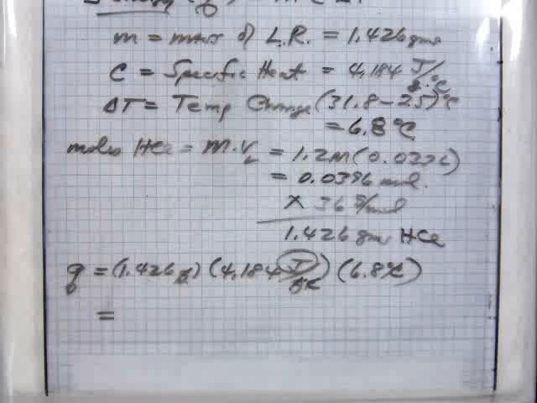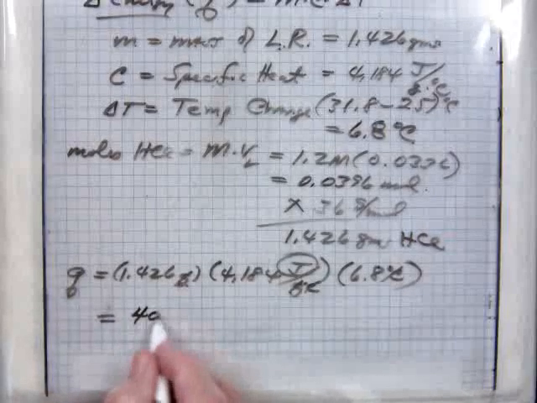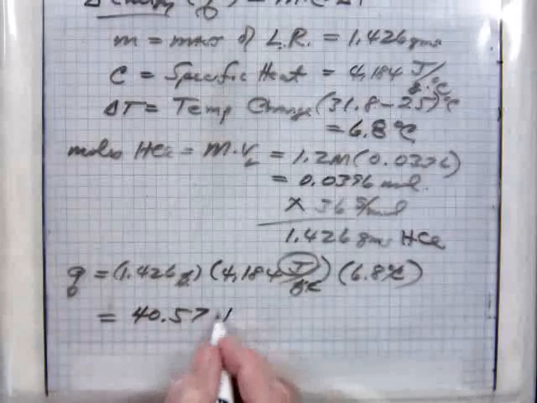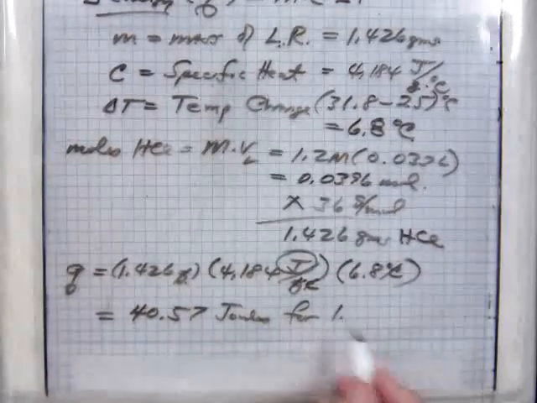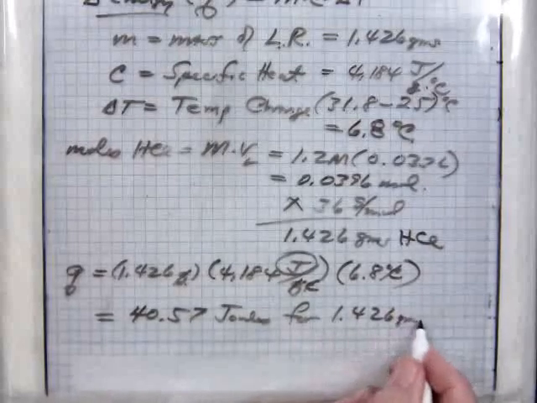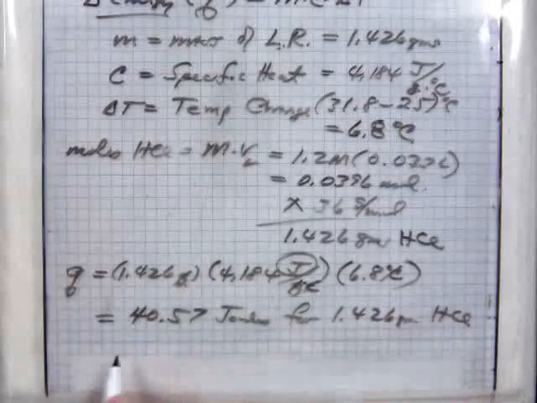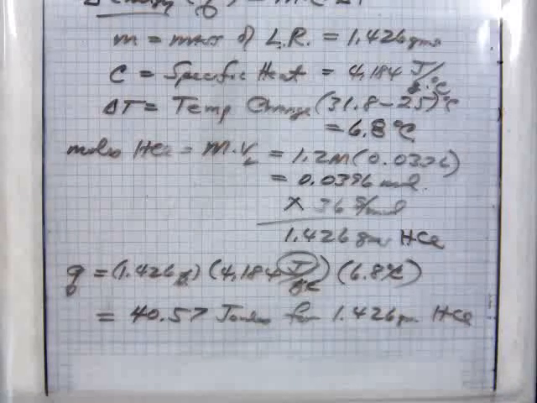So 1.426 times 4.184 times 6.8 equals, I got 40.57 joules for 1.426 grams of HCl. Now, the problem asks you to convert this to molar heat of reaction.